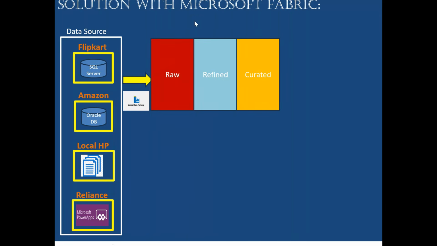In data lake storage, I have three main folders: raw, refined, and curated. Okay. So, are you able to see my screen? Yes, sir.